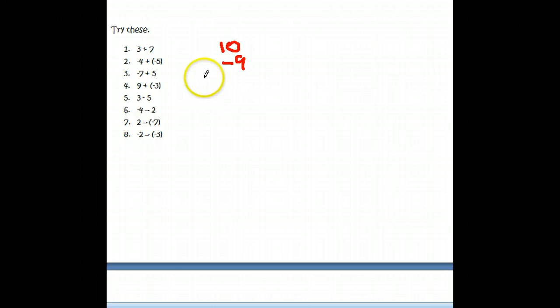We start at negative 7. We're going to add, so we're going to face to the right. It's a positive number, so we keep going forward to the right. And the answer is going to be negative 2. Fourth problem. We start at 9. We're adding, so we're facing to the right. But it's a negative 3, so we're walking backwards 3, not forward. So that's going to take us to positive 6.